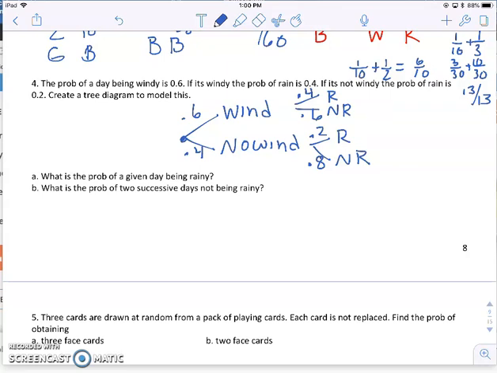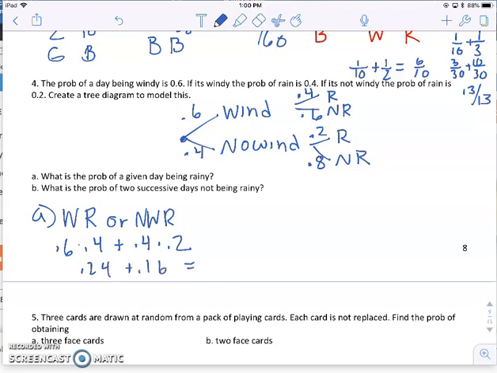Letter A. What is the probability of a given day being rainy? That would be wind and rain, or no wind and rain. So 0.6 times 0.4 plus 0.4 times 0.2. So 0.24 plus 0.16.